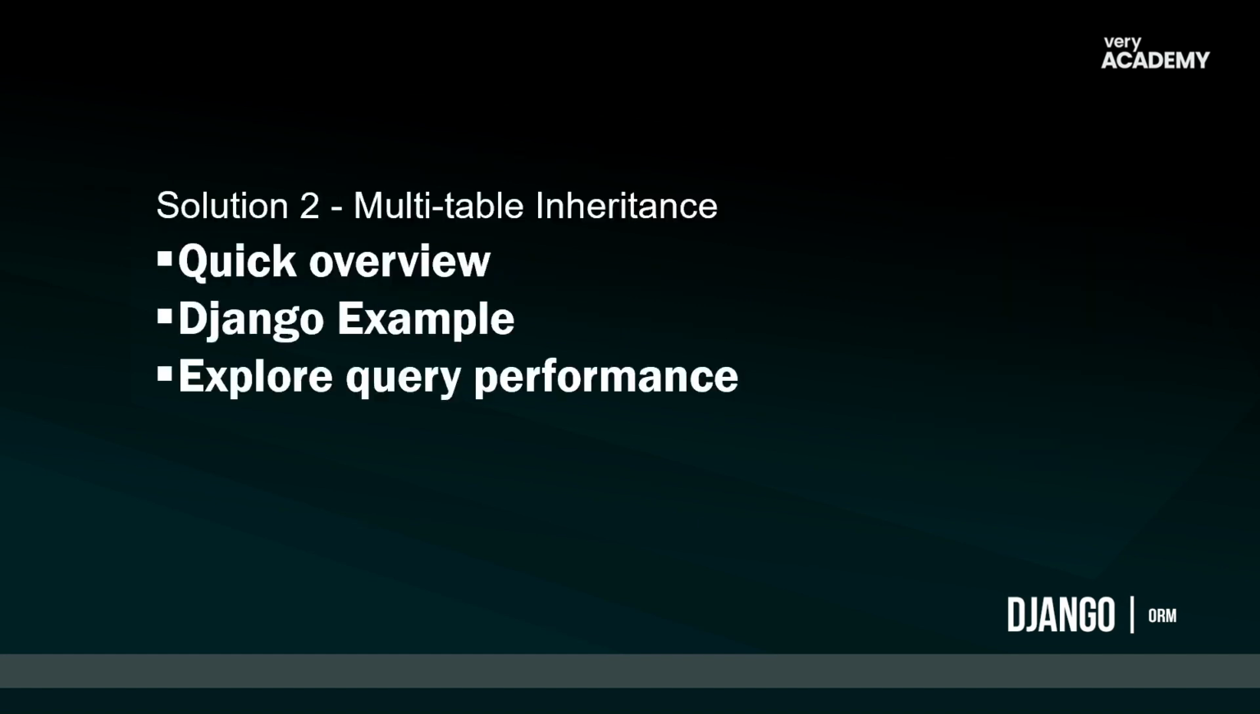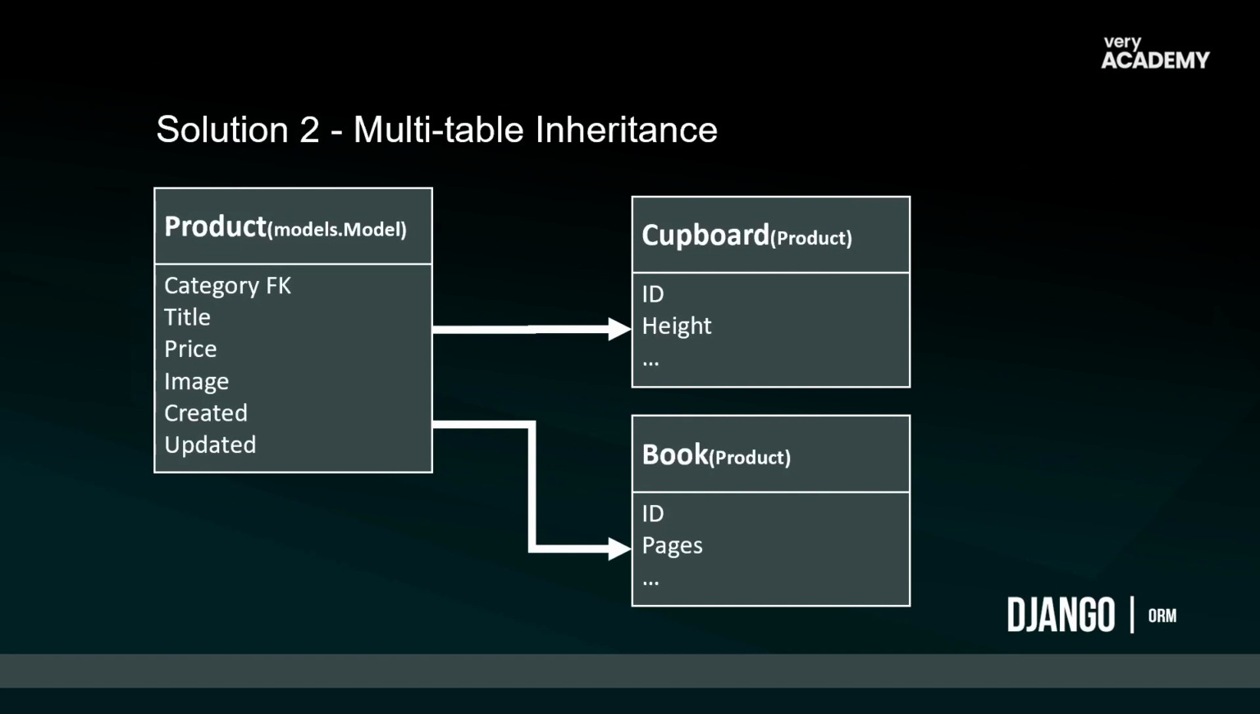Next up, we have solution 2, which is multi-table inheritance. I'm going to take you through a quick overview of this, then have a look at a Django example, and then go through how to start exploring the query performance. Model inheritance in Django works almost identically to the way normal class inheritance works in Python. Here Django will create a separate table for both the child models and also the parent.